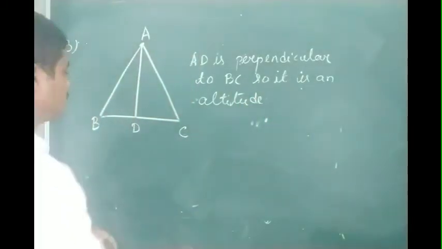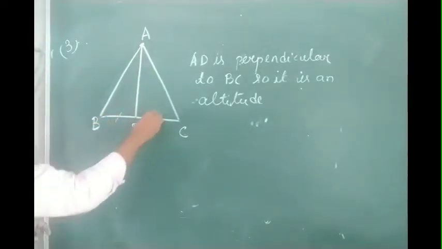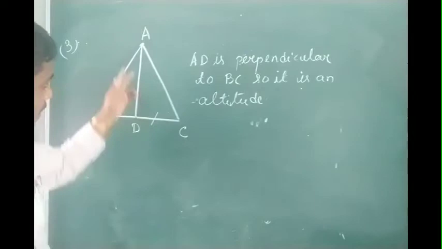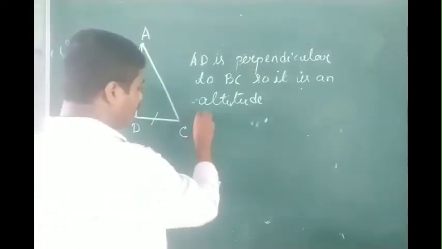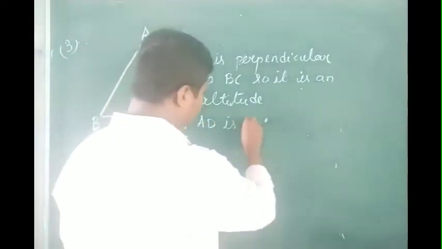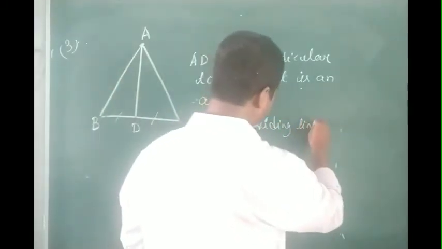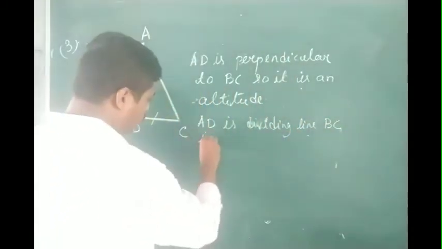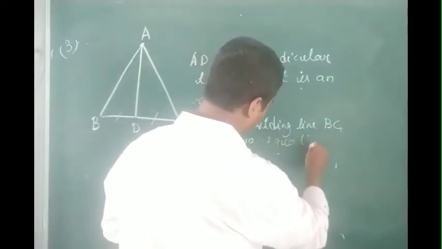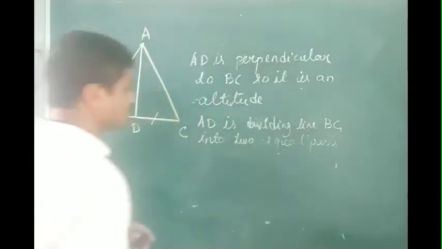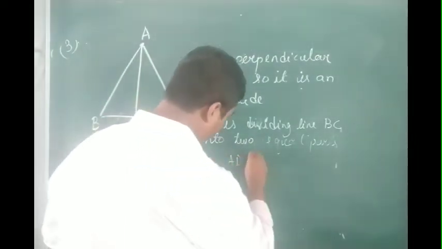Next, same way, if I consider this AD line, this BD and this DC, both are having equal parts, this line is dividing BD and DC into equal parts. So we can write here AD is dividing line BC into two equal parts. So AD is a median.